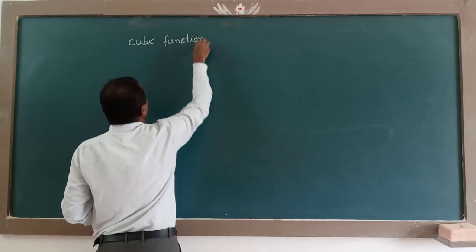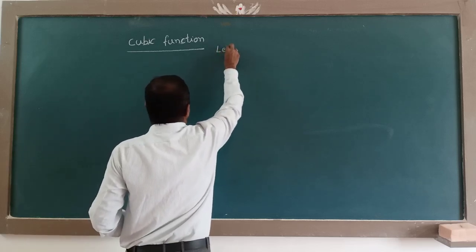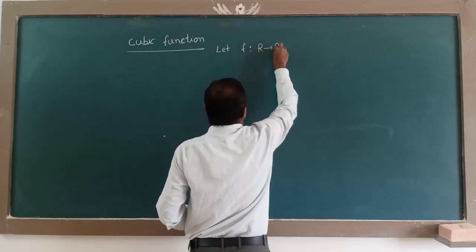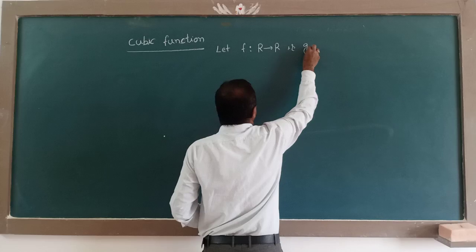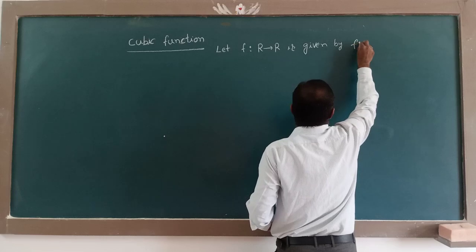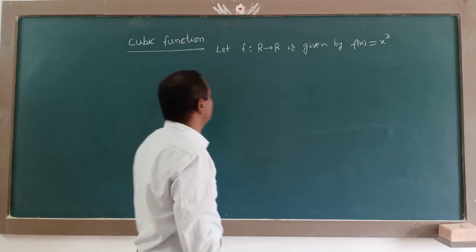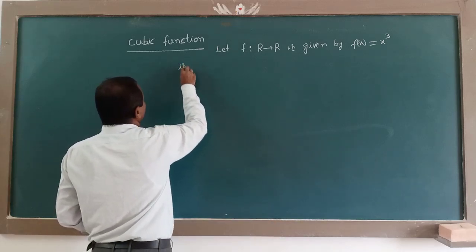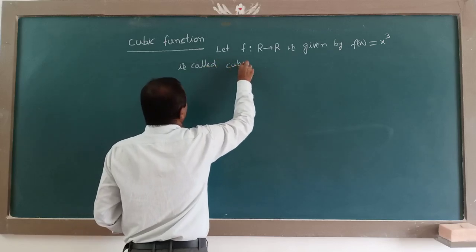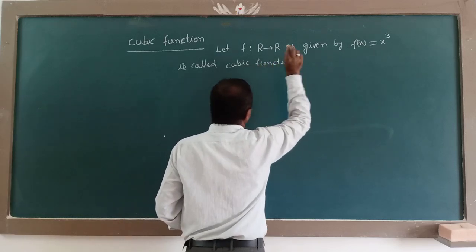Cubic function. Let f map from R to R be given by f of x is equal to x cube. f of x is equal to x cube is called the cubic function.